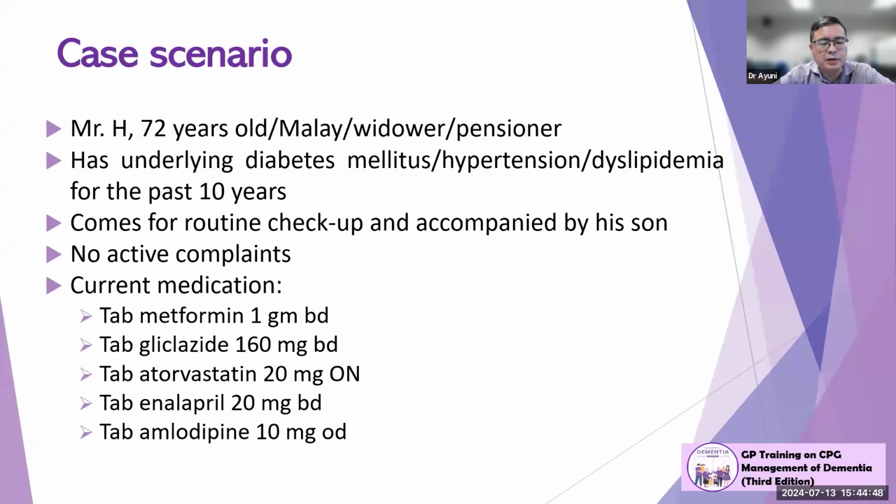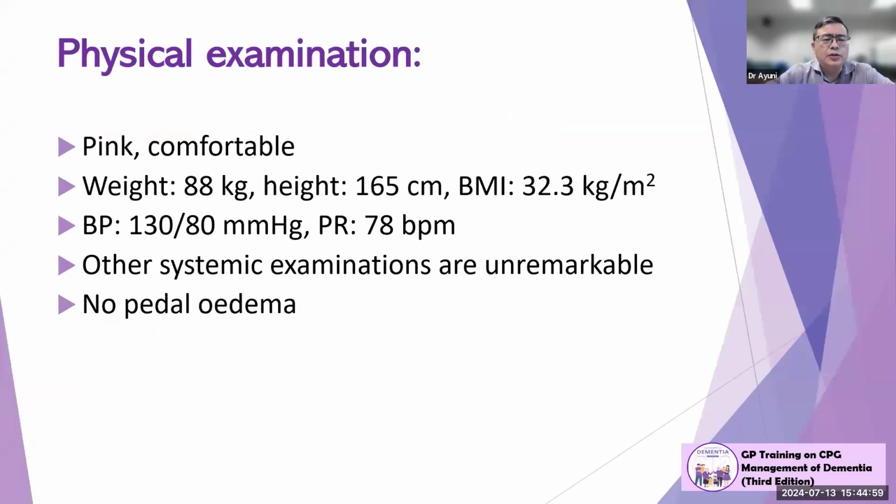His current medications are metformin, glycoside, atorvastatin, enalapril, as well as amlodipine. So physical examination showed that he was pink, comfortable, his weight was 88 kg, slightly overweight, the height was 165 cm, with a BMI of 32.3. And his BP was normal, 130/80, pulse rate was 78. Other systemic examinations are unremarkable, no pedal edema.